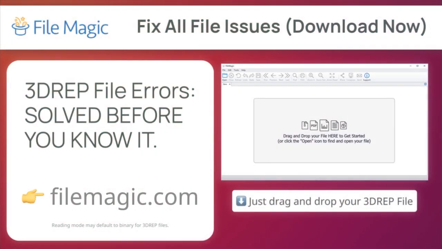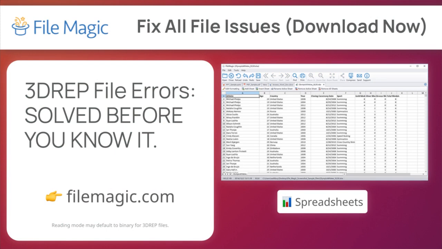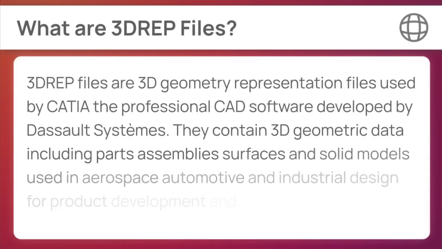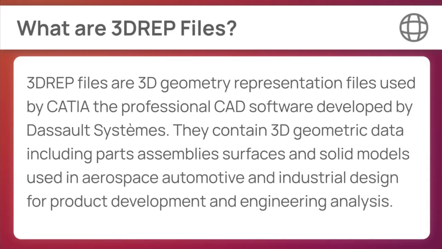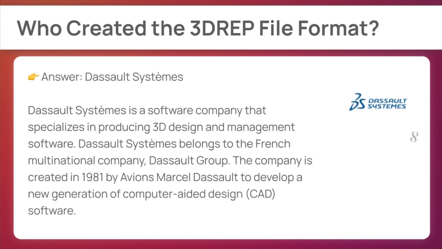The fastest way to confirm a file's state is with a dedicated file reader. It's better at handling 3DREP files with integrity issues than most dedicated programs. 3DREP files are 3D geometry representation files used by CATIA, the professional CAD software developed by Dassault Systèmes. They contain 3D geometric data, including parts, assemblies, surfaces, and solid models used in aerospace, automotive, and industrial design for product development and engineering analysis.